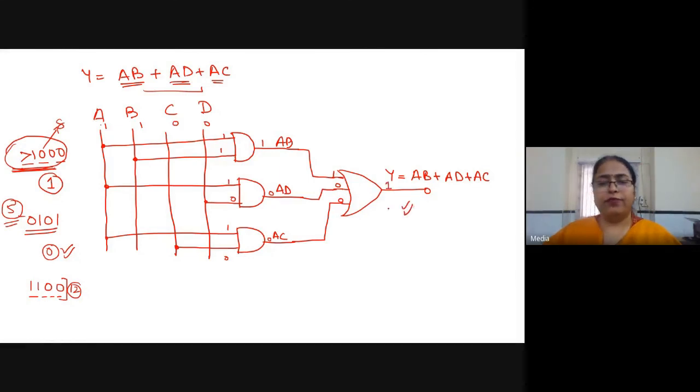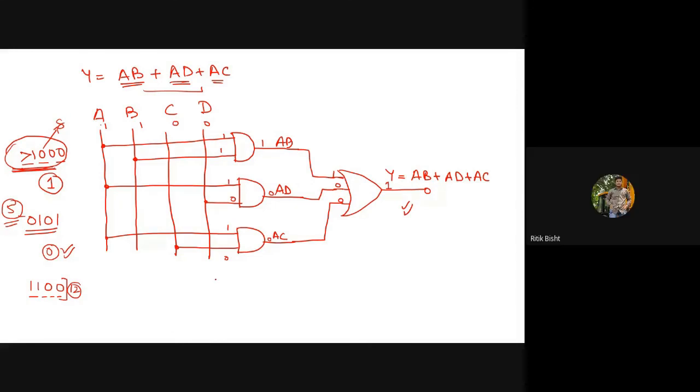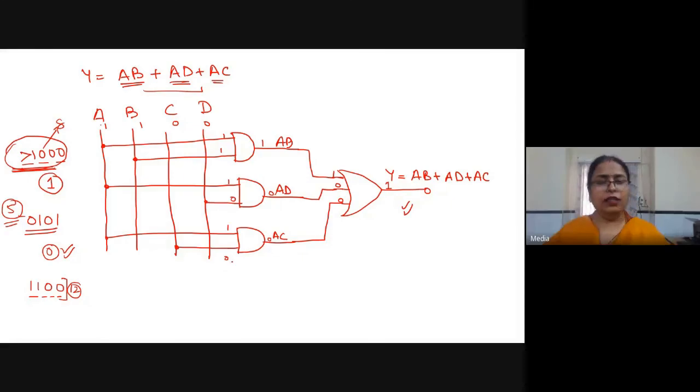Verified. So this way you can verify the truth table and verify the circuit, that the circuit you have made is okay for the truth table and the problem you have made. Is it clear to all? Yes, ma'am. Any doubt you can ask.